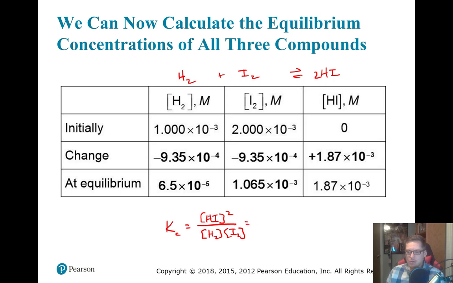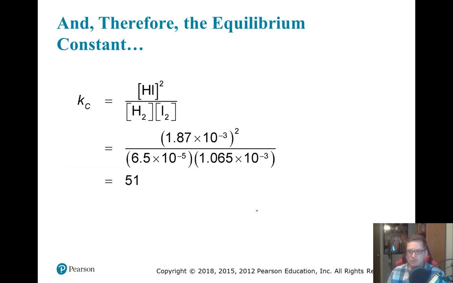All right, and then all we have to do is just take these values at equilibrium and plug them in. So this goes in right there. This one would go in there, and then this one would go in here, right? And that's what they've done here. So 1.87 times 10 to the minus third, there, remember, it gets squared. That's like the biggest problem that I see lots of students make.